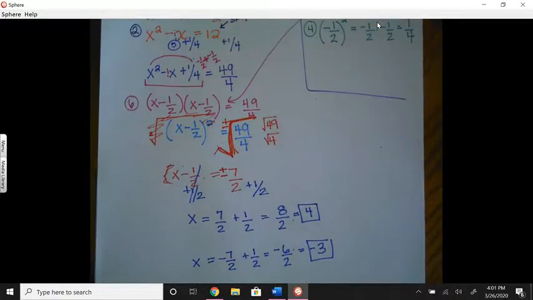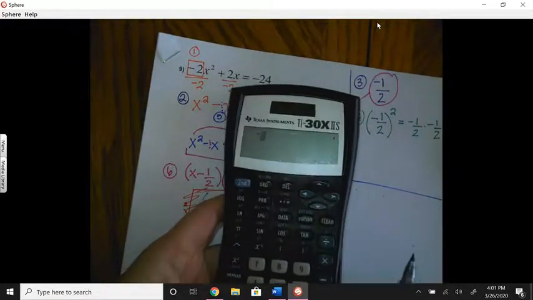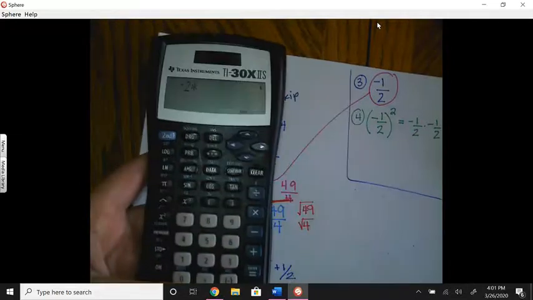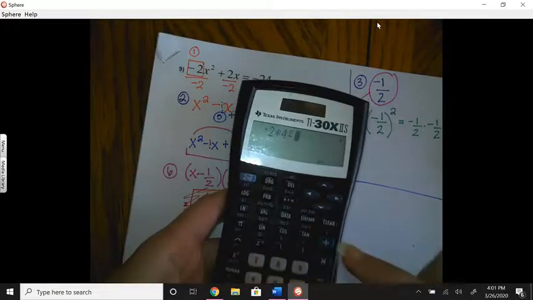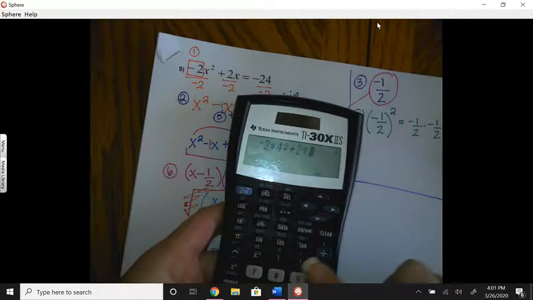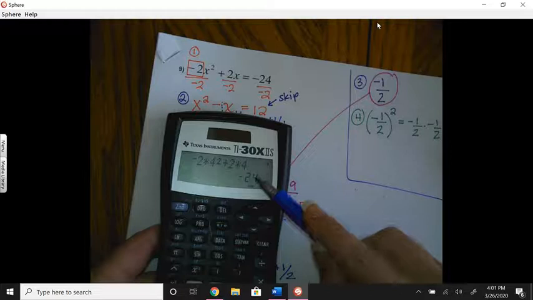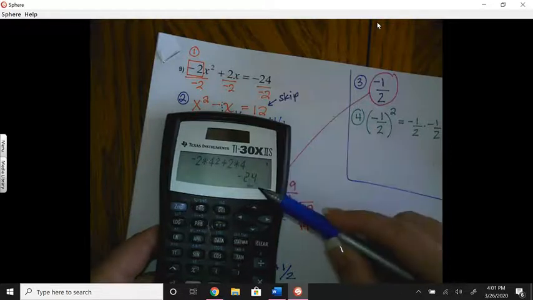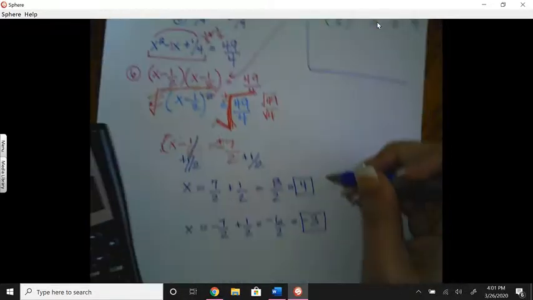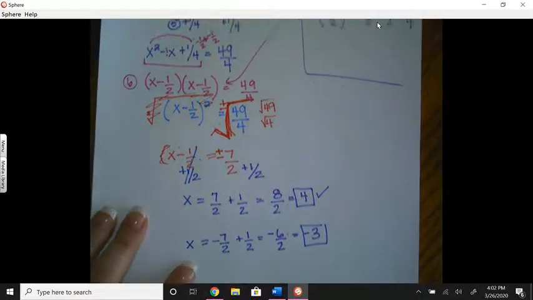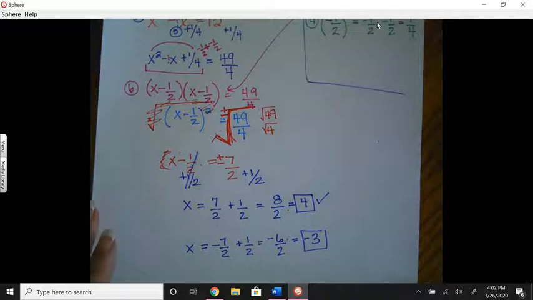Alrighty. And then again, we can always go back to our original problem, which was negative 2 times x squared. So I'm going to go ahead and plug in 4. So 4 squared plus 2 times 4. And then I click equal, and it should be negative 24, which it is. So then I would know that this solution is correct. And then I would check this one. Due to time, I'm going to go ahead and just show you one, because the other one is done the same way. Just make sure to use parentheses when you plug this one in.